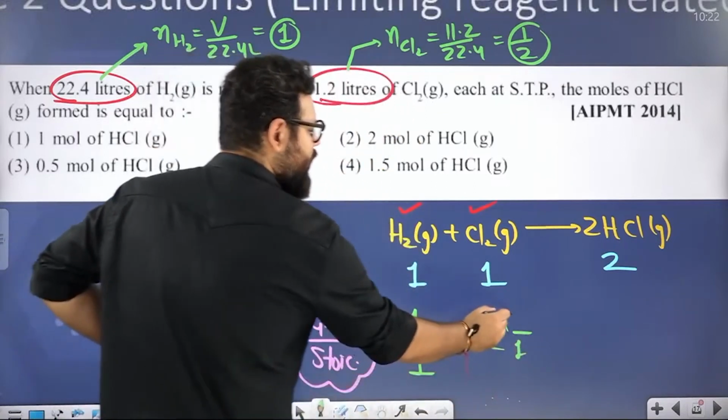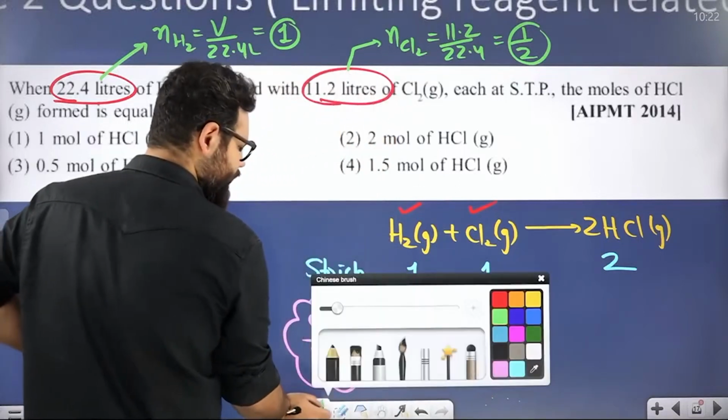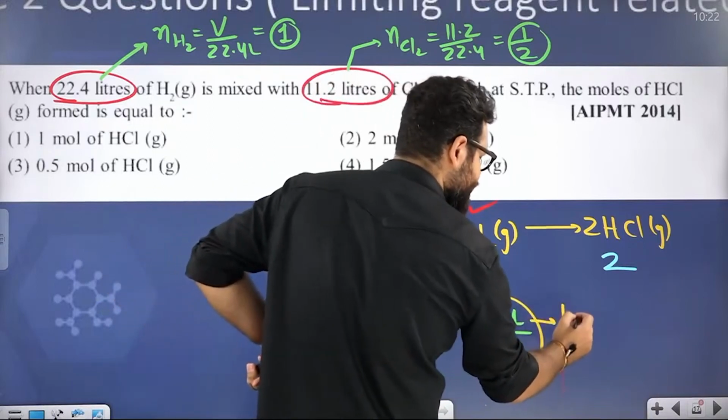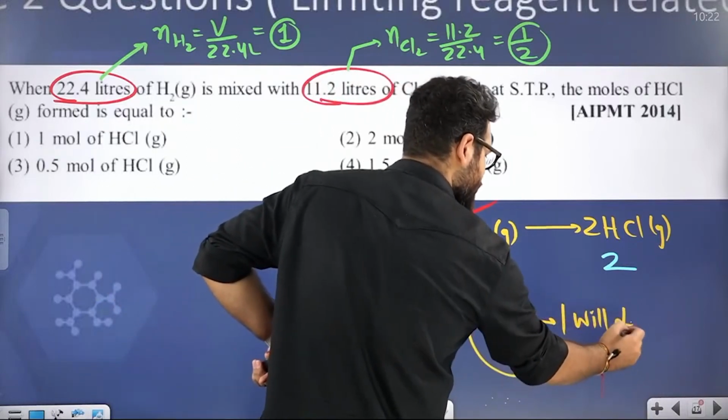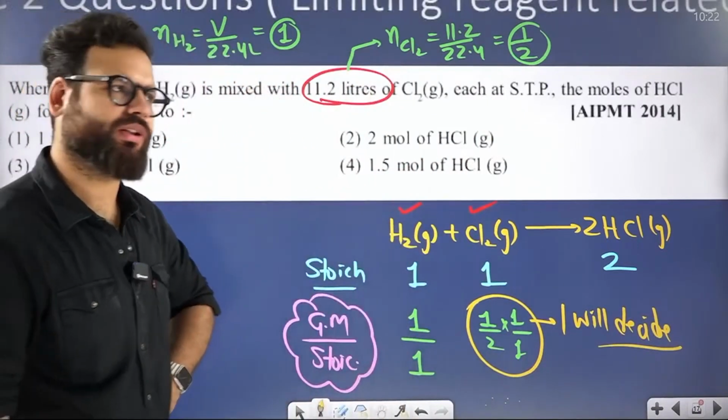So the limiting reagent comes out to be what? The limiting reagent comes out to be chlorine. I will decide how much HCl will form. Finish. That's all.